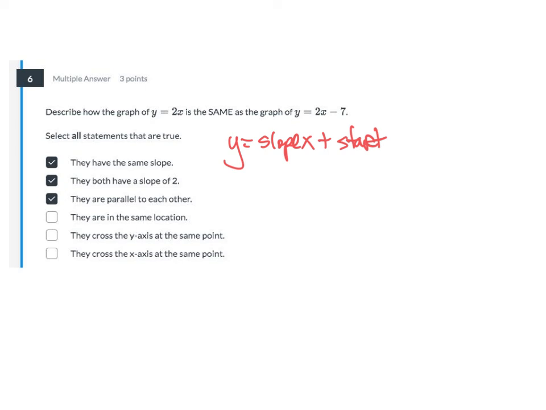Are they in the same location? If you graph the 2 lines, will they be exactly in the same location on the graph? No. Do they cross the y-axis at the same place? This one crosses at 0. That's a proportional relationship. This one crosses at negative 7. Do they cross at the same place? No. So if they do not cross at the same place on the y-axis, they will not cross at the same place on the x-axis. So the only 3 answers for number 6 are that they have the same slope, they both have a slope of 2, and they are parallel.